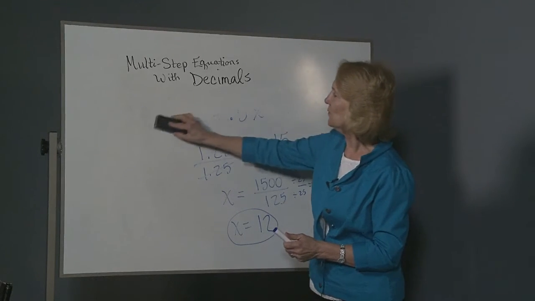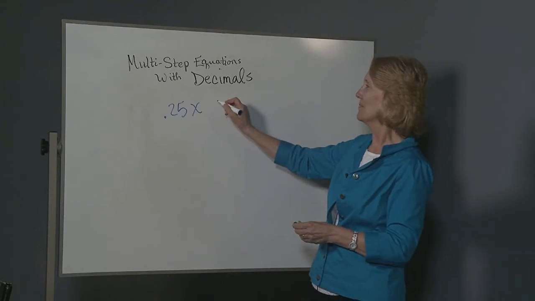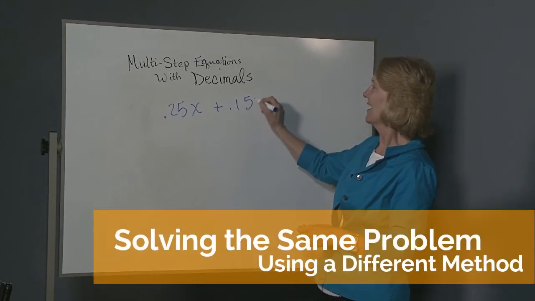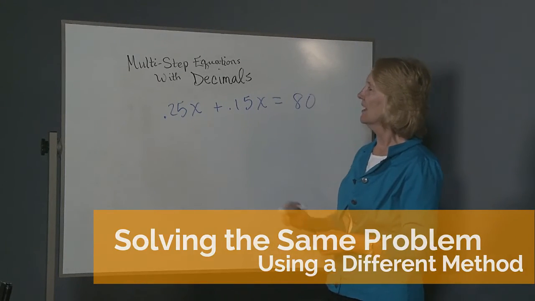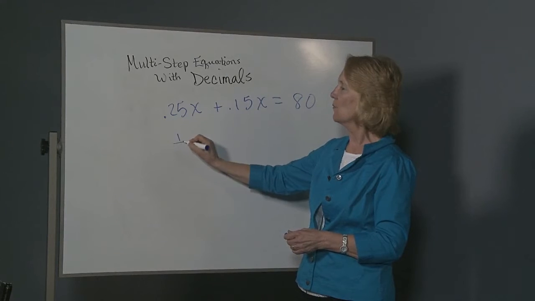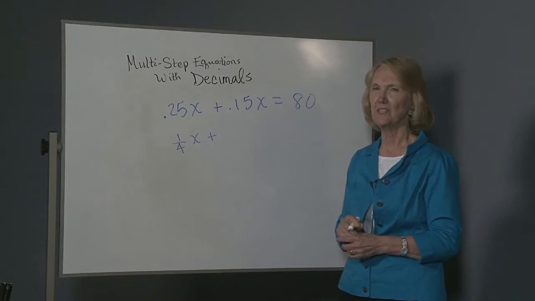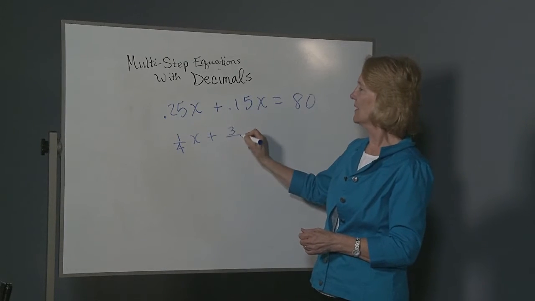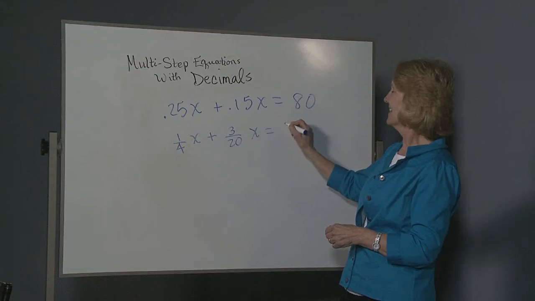Let's do another one. Same problem, but handle it in another way. Equals 80. Okay, if we have 0.25, that's like 1/4. And if you have 0.15, that's 3/20. You knew that, right? 3/20.